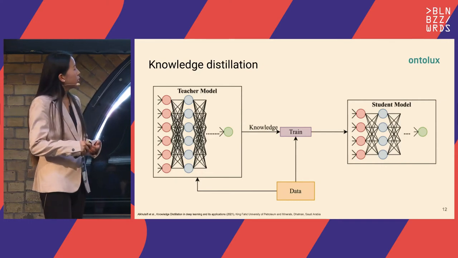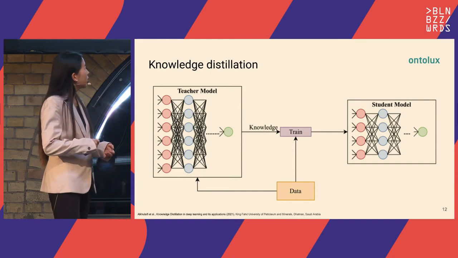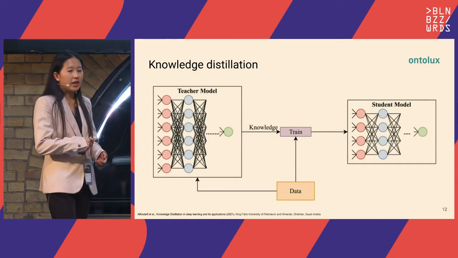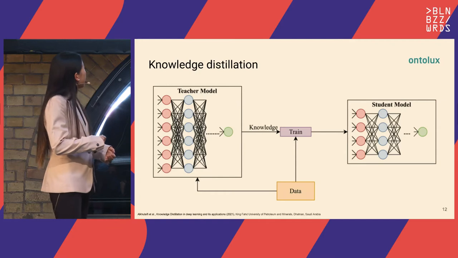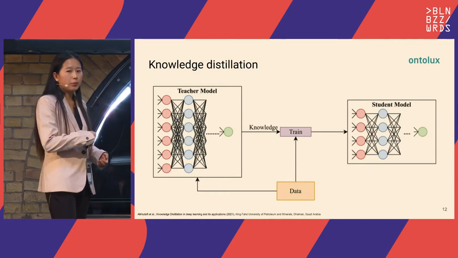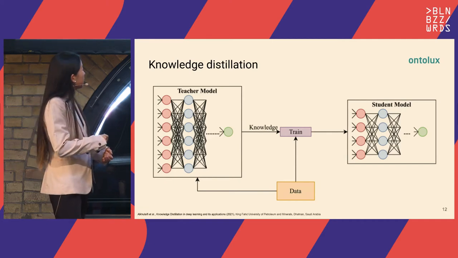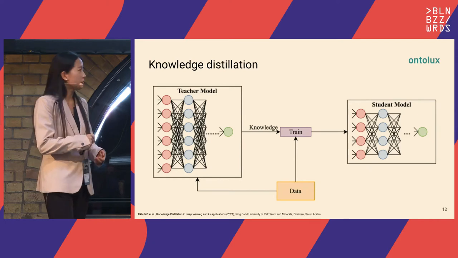And we would build the loss function of the student model in a way that encourages it to mimic the behavior of the teacher model. In this case, we take the output of the teacher model and build it into the loss function of the student model. And the output, in this case, we call knowledge.